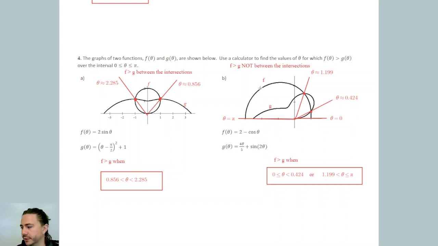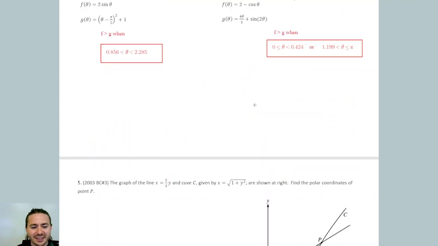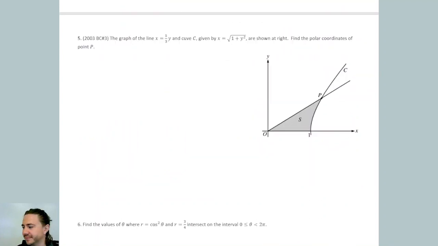Whew, all right, that was a long one. There's number 4. Let's take a look at number 5. All right, number 5 is a problem off the 2003 BC Calculus AP exam. So this is kind of what you can expect to see in terms of the difficulty level on the Calculus AP test. Now, there's nothing that we haven't gone over that you need for this, so you should be able to solve this one. So let's go through it.